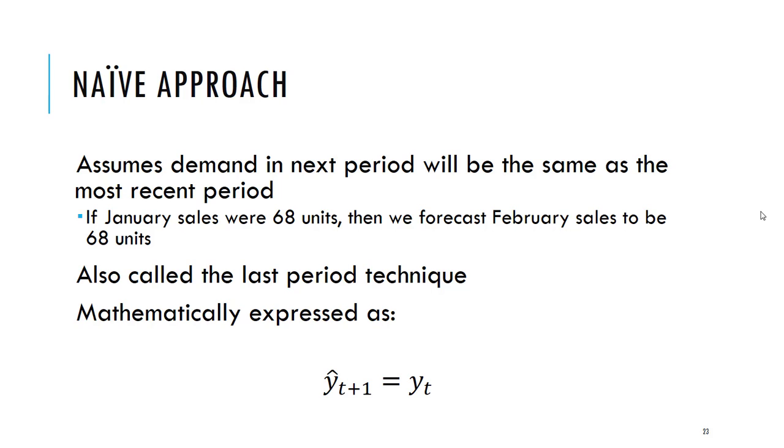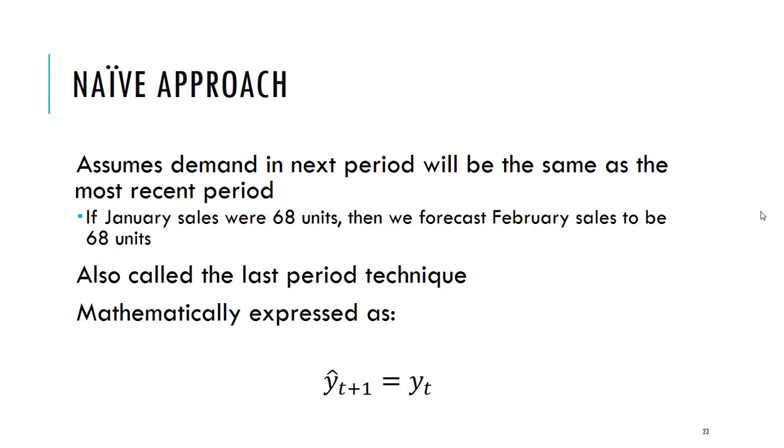stationary models. So if we have a stationary model, the simplest way to do it is to use the naive approach. And what it is, it's very naive. It assumes that the demand in the next period will be the same as the most recent period. So if January sales were 68 units, then we forecast that February sales will be 68 units. Also called the last period technique.